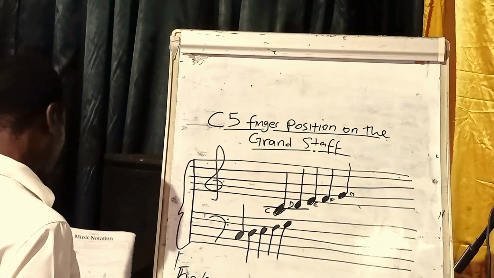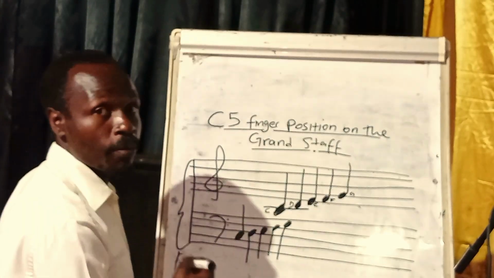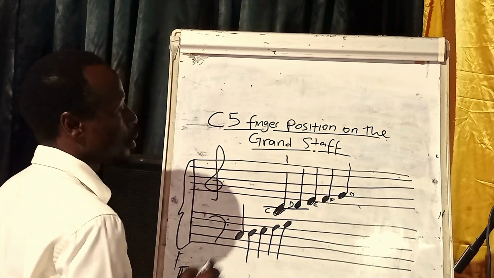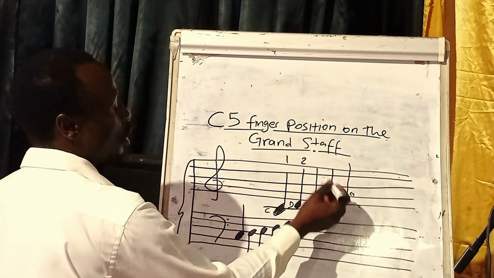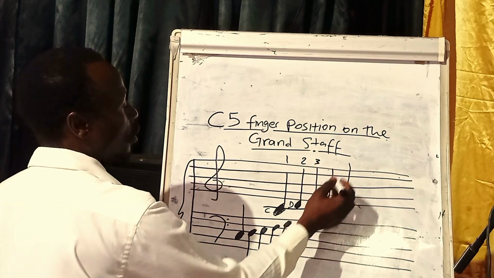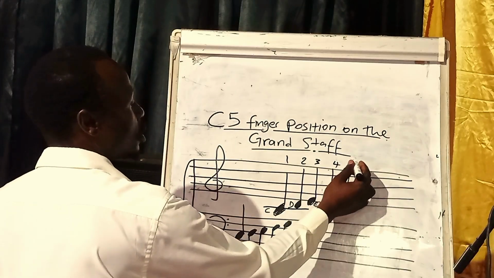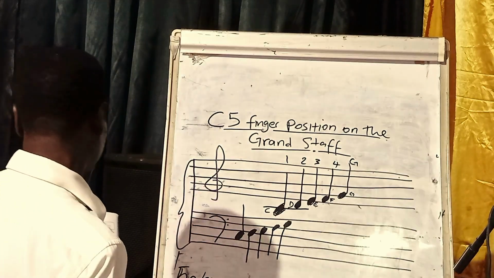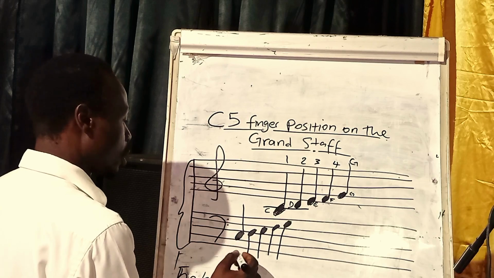Now, C5 finger position, left hand, finger 1 comes on this note, finger 1 on the C, finger 2 on the D, finger 3 on the E, finger 4 on the F, and finger 5 on the G, like that. Then left hand, finger 5 on this C, on the C.